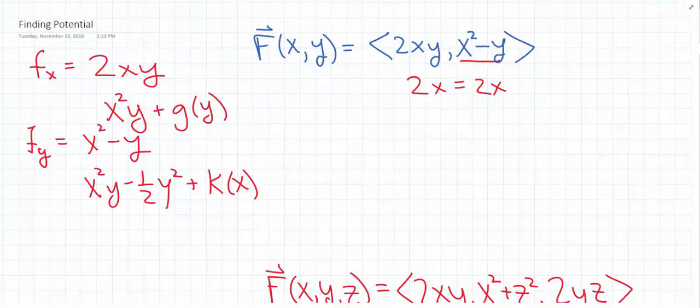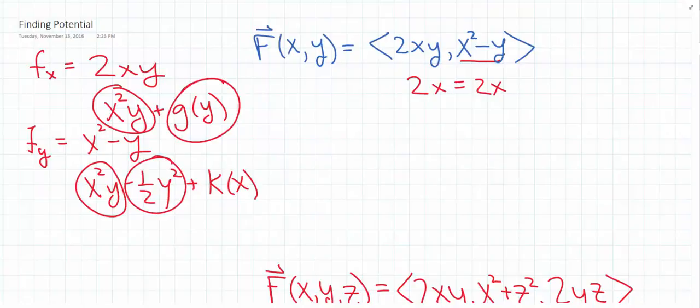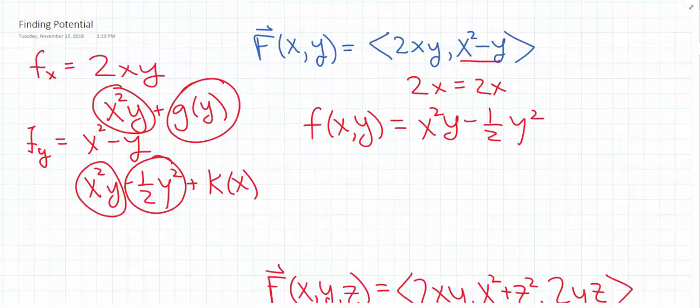Now what you look for is ways to combine these at this point. I notice, and this is always a good sign, that in both cases I have an x squared y. But what about the rest? Well, I have this. So it looks like that's my potential function, right? My potential function is x squared y minus 1/2 y squared. And there's an infinite number, since you could always add constants onto that. Okay, so this is my potential function. That's how you find the potential function. Any questions about that?